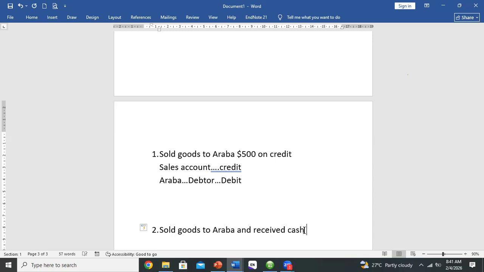Okay, so this is a transaction. Sold goods to Araba and received cash of 500. Professors, what is going to happen with this one?